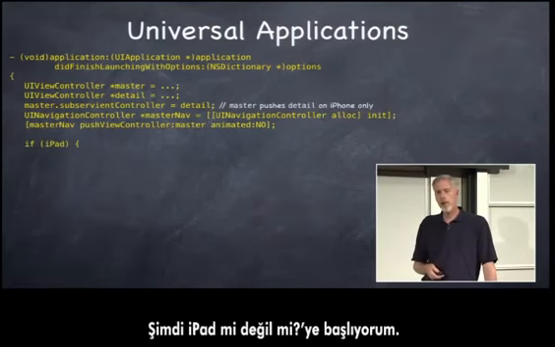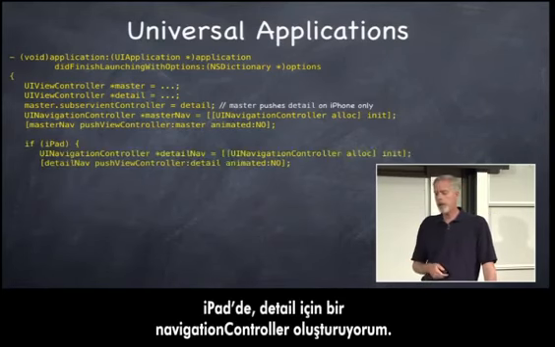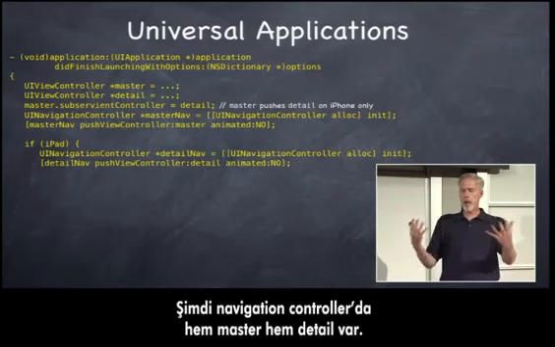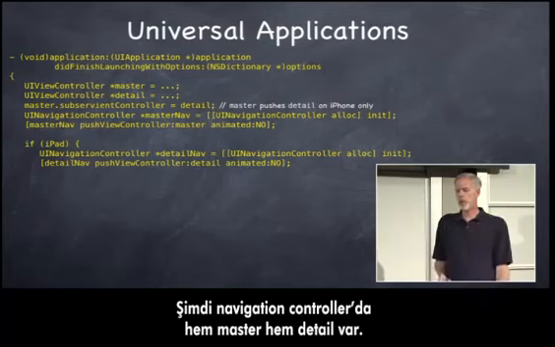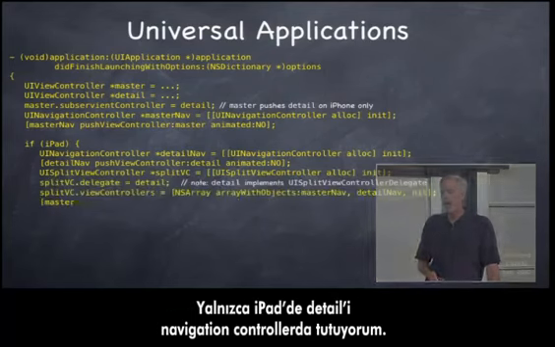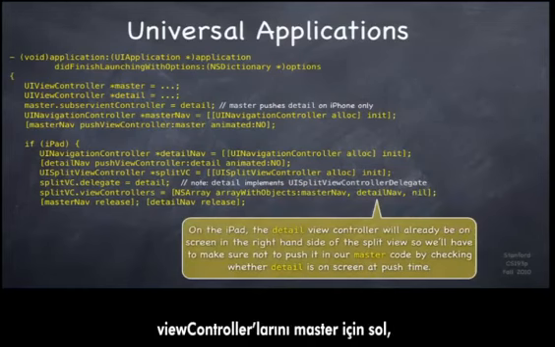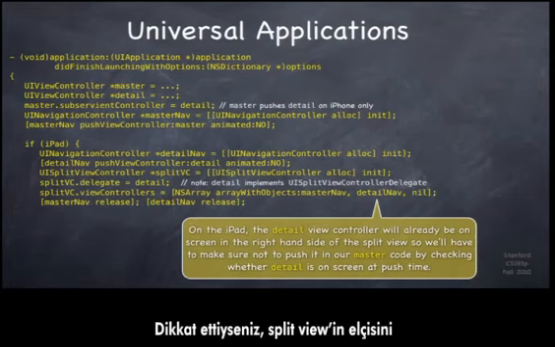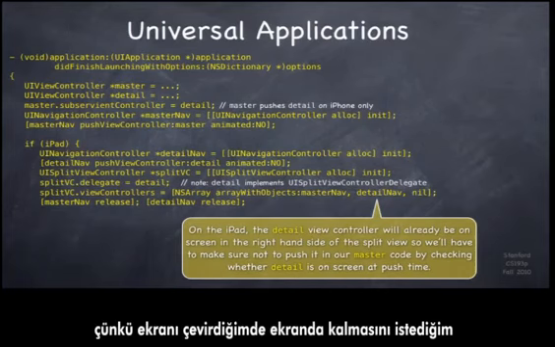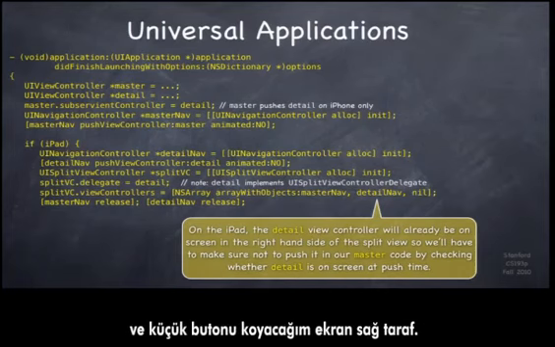And now here's where I'm going iPad or not. So on iPhone, I'm going to create a navigation controller for the detail. So now I have both my master and detail in a navigation controller. On iPad, I only have the detail in a navigation controller. And then I'm going to create a split view. I'm going to set its view controllers to be the master on the left and the detail on the right. Notice I'm also setting the split view's delegate to be the right-hand view, because the right-hand view is the one that when I rotate is going to stay on screen but put the little button up there.